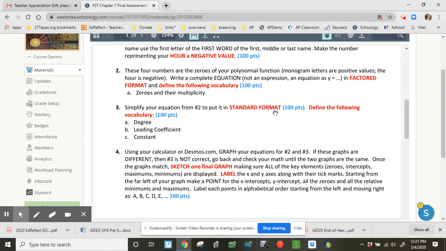Another set of 100 points is going to be now take that factored format, put it into standard format, just do the multiplication on it. Another 100 points is the vocabulary related to the polynomial you created now in standard format. So degree, leading coefficient, and constant.